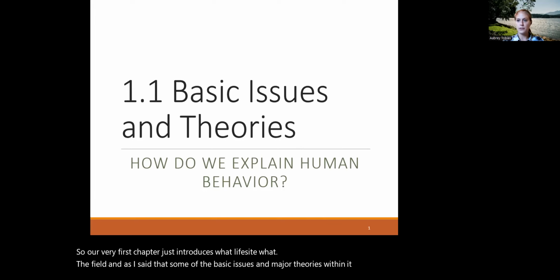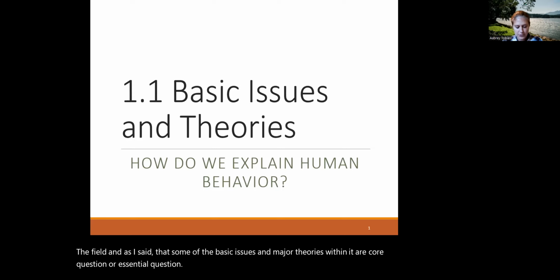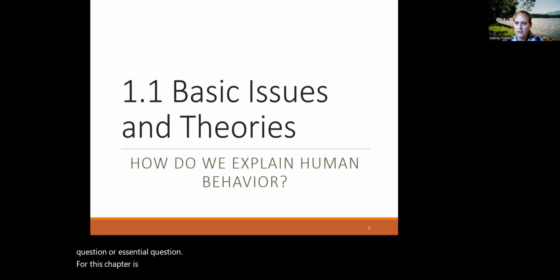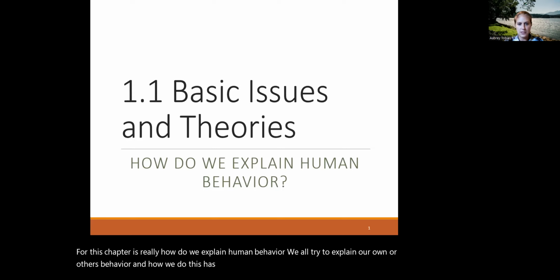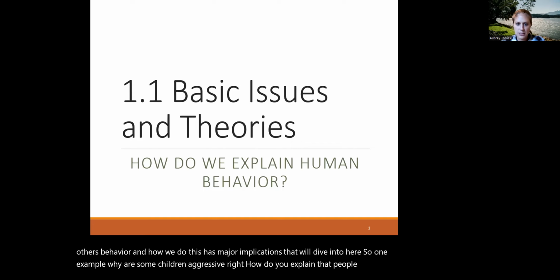Our core question or essential question for this chapter is really, how do we explain human behavior? We all try to explain our own or others' behavior, and how we do this has major implications that we'll dive into here. So one example, why are some children aggressive? How you explain that? People have very different explanations.